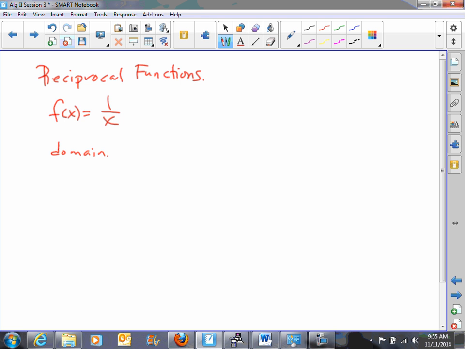Now, at this particular point, when anybody asks what is the domain, what I want you to think is, what are the values that x can't be? Well, obviously here, x can't be 0 because that would make the denominator of this function 0. Any other value, though, would work. So the domain is all reals except 0. A lot of times for the domain, people just write x is not equal to 0, which would be everything on the number line except the point 0.